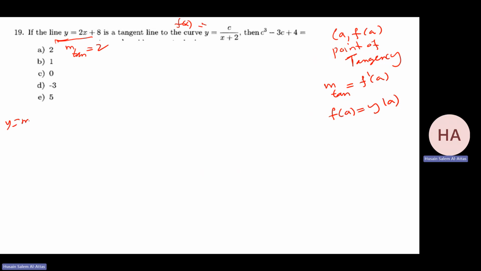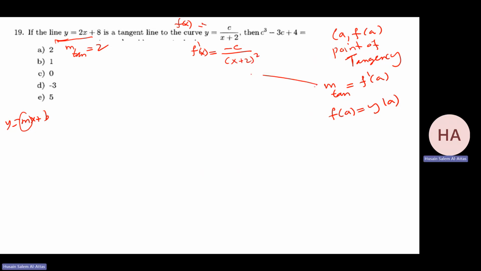We know that if y equals mx plus b, then the slope is m. It's very ready now, so we'll apply these things. First I need to find f prime. F prime is what? The constant c has derivative 0. So it's minus c, and the derivative of x plus 2 is 1. So it's minus c over x plus 2 squared.